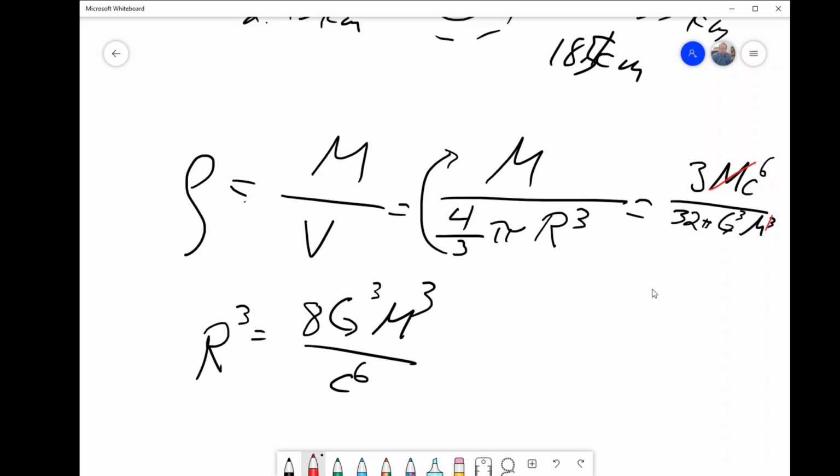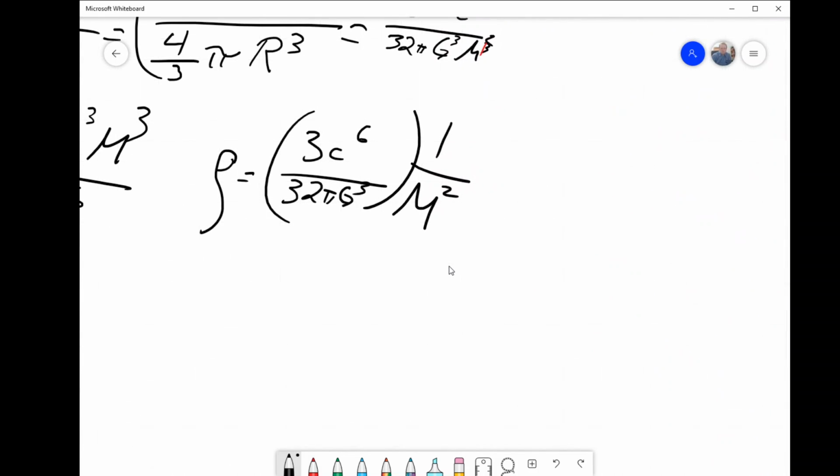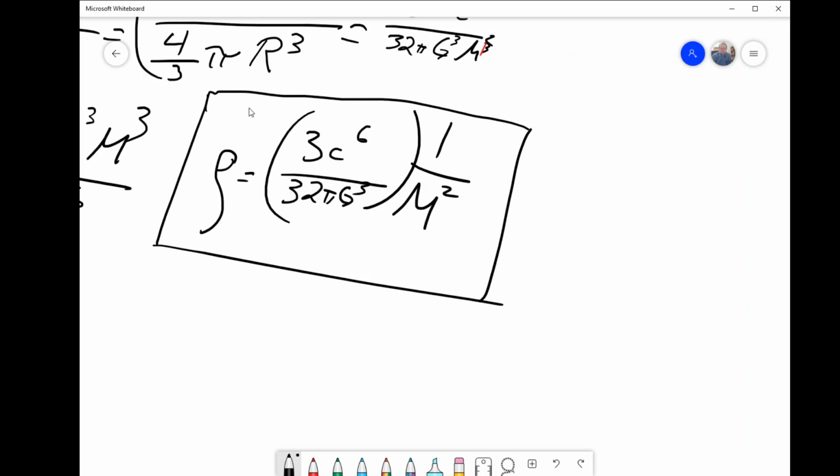one of these cancels and one of those cancels, we end up with the M squared. We find that the density of a black hole is a collection of constants times 1 over the mass squared. So in other words, the density of a black hole decreases as the black hole gets more and more massive. So as you add more mass to the black hole, the density of matter within that black hole goes to 0.